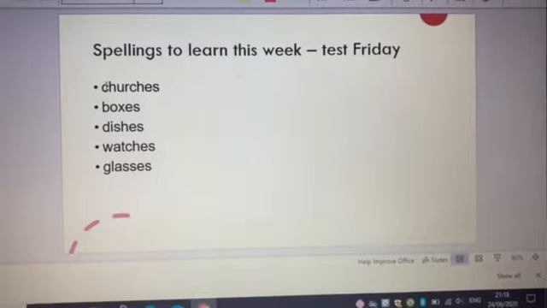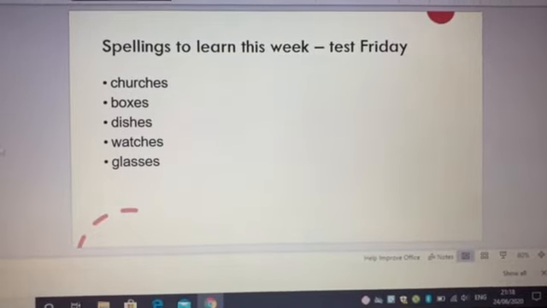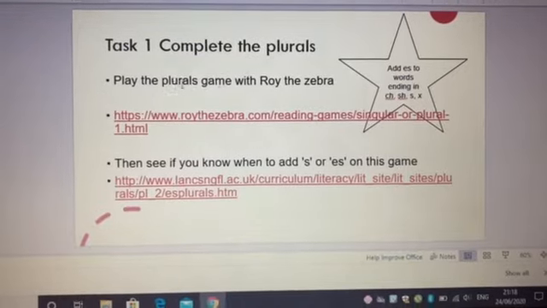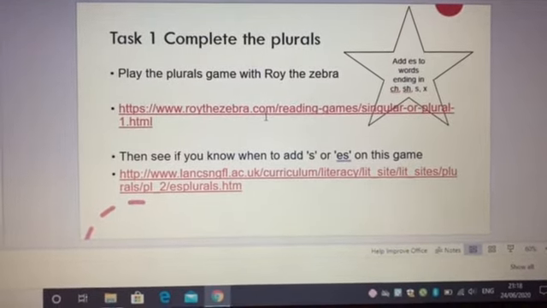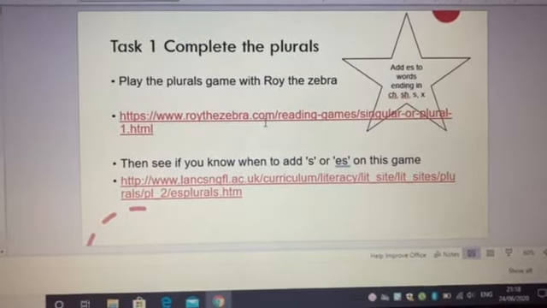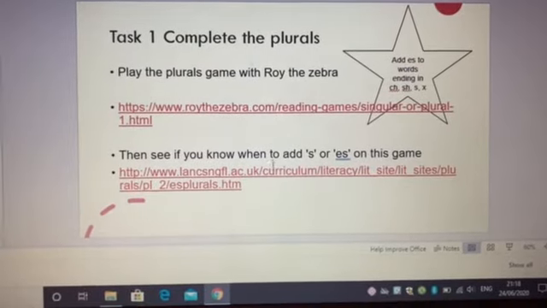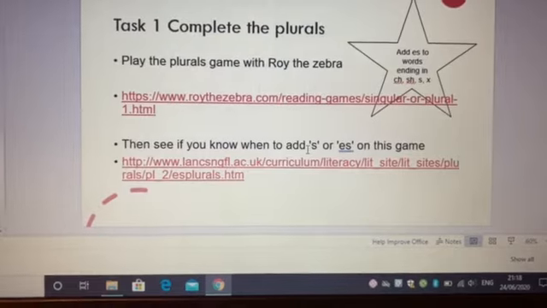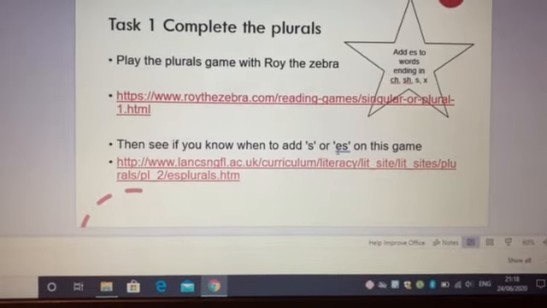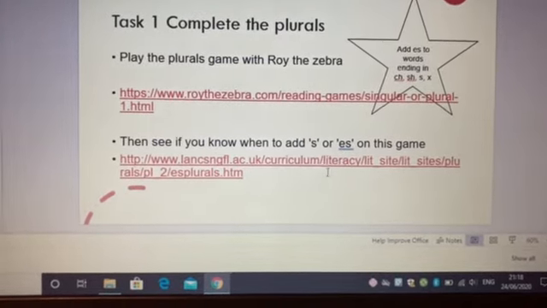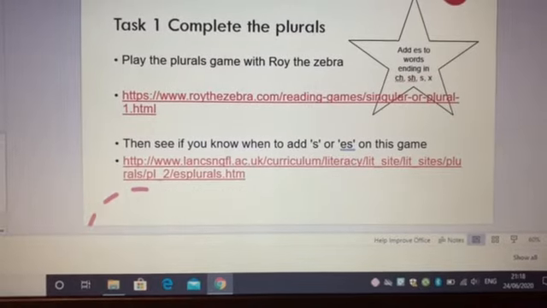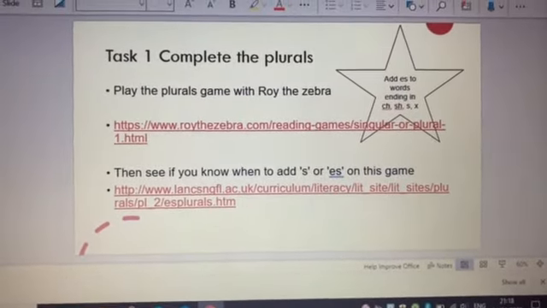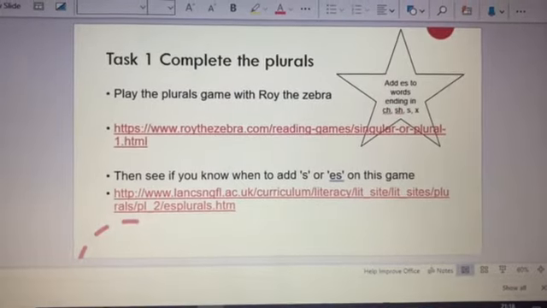I'll do you a little test on Friday. And then to get a little bit more practice in with our plurals, have a go at the games with Roy the Zebra. The first one is deciding which are singular and plural. And the second game down the bottom here is deciding if it's just an S to make the plural or whether you need to use an ES. Click on the links. If you could pause me, there is one last thing I'd like to show you after you've had a go at the games, and then I'll let you go for the rest of the day.